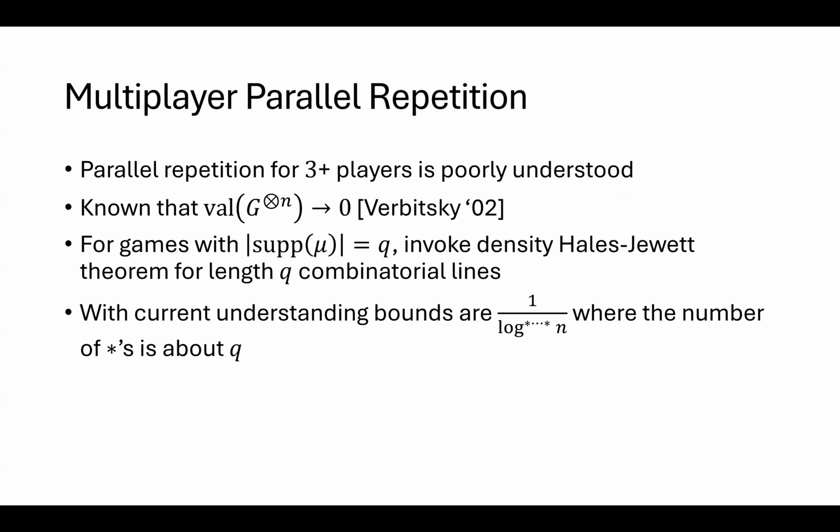More quantitatively, for games where the support of the question tuples has size equal to little q, the proof of Verbitsky invokes the density Hales-Jewett theorem for length q combinatorial lines. And thus, with our current understanding of the density Hales-Jewett theorem, the bound you would get for the decay of the value of G to the n would be something like 1 over log star star star star of n, where the number of stars is about q. Here, log star of n is, recall, the number of times I have to apply log to get from n down to a constant. Log star star would be the number of times I have to apply log star to get from n down to a constant, etc.